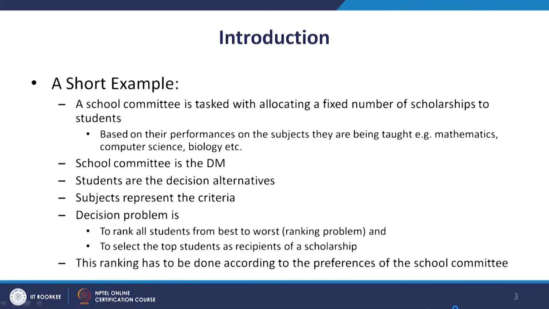Another important aspect of this decision problem is that the ranking has to be done according to the preferences of the school committee. The committee might carry their own preferences in the sense that they might value a particular course over another. Therefore, they might value the performance of students in mathematics courses more than in humanities courses or some other courses. Those kinds of preferences of a school committee will also have to be incorporated in the decision making process.